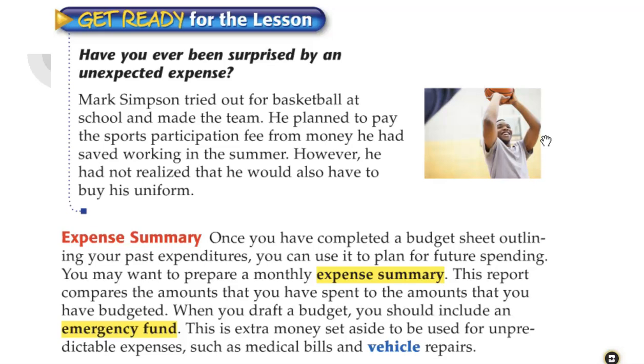So an expense summary. Once you have completed a budget sheet outlining your past expenditures, you can use it to plan for future spending. You may want to prepare a monthly expense summary. This report compares the amounts you have spent to the amounts you have budgeted. When you draft a budget, you should include an emergency fund. Emergency funds are important. This is extra money set aside to be used for unpredictable expenses, such as medical bills or vehicle repairs, or maybe you have to travel somewhere.